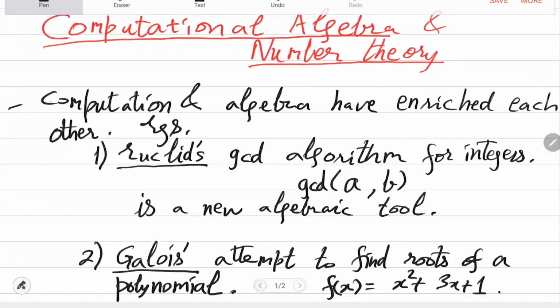So you want to actually compute the GCD, you want to compute a root, and you want to compute a root of a multivariate, right? So these are really computational problems. So you can think of these as computation enriching algebra.